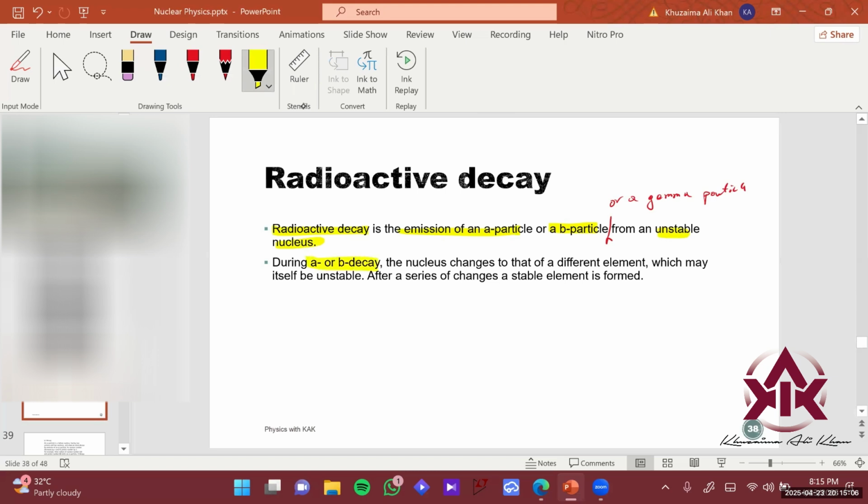So during an alpha or a beta decay, the nucleus changes to that of a different element, which may itself be unstable. After a series of decays, you might have a stable element produced. Okay, so what is meant by stability here? If you have a neutron number greater than 82, that means that particular element is unstable. If you have neutrons less than 82, those elements are called stable elements. Okay, so this is how it works over here, right?